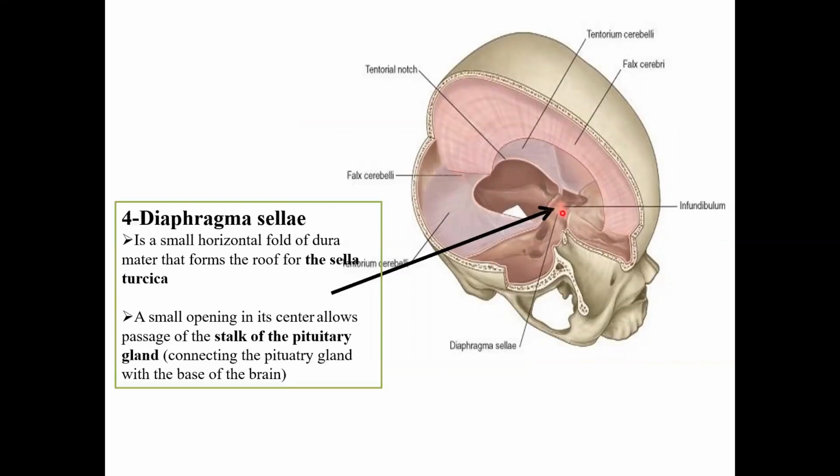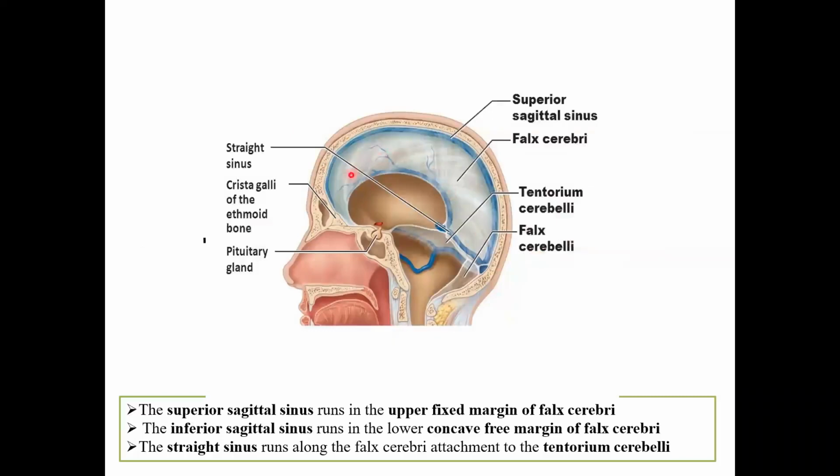Diaphragma sellae is attached anteriorly to the tuberculum sellae of the sphenoid bone and posteriorly to the dorsum sellae of the sphenoid bone. So these are the four folds of the meningeal layer of the dura mater: a large falx cerebri separating the two cerebral hemispheres, falx cerebelli separating the two cerebellar hemispheres, a tentorium cerebelli, a tent-shaped fold between the cerebrum and cerebellar hemispheres, and the fourth one, diaphragma sellae, forming the roof of the hypophyseal fossa.